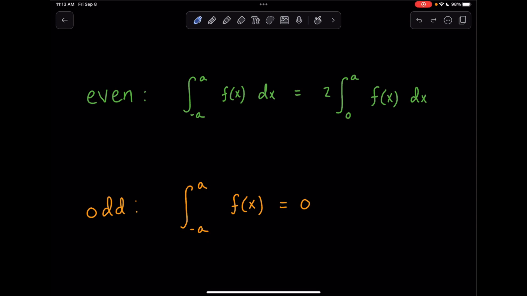These can be useful if you want to simplify your bounds for an even function, or if you have a theoretical question, or sometimes it's the only way to manually compute an odd function.